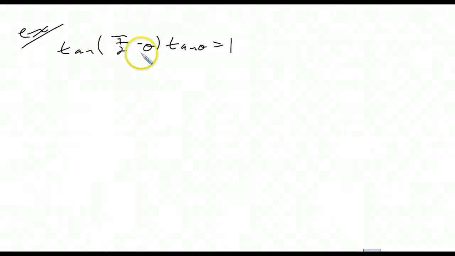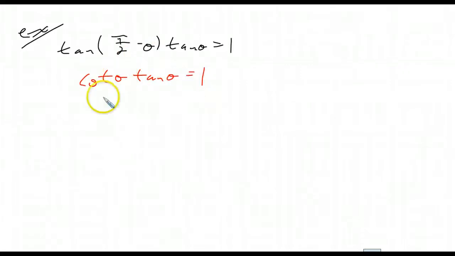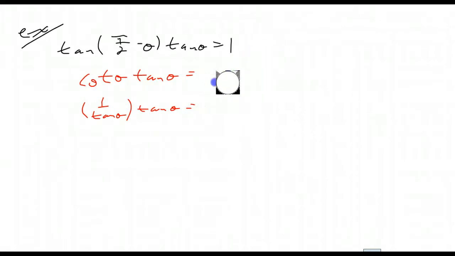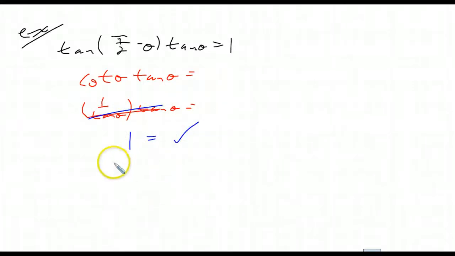Also, this one, mainly just knowing your identities. Just knowing that tangent of pi over 2 minus theta is cotangent of theta. So I have cotangent times tangent theta equals 1. Well, cotangent is 1 over tangent times tangent equals, oh sorry, I don't usually put that 1 there, do I? Yeah, you can leave it. It doesn't matter if you copy down the other side though, it's the same thing. So then tangent divided by tangent is 1, so we're left with 1 equals 1. Yeah, we got it.